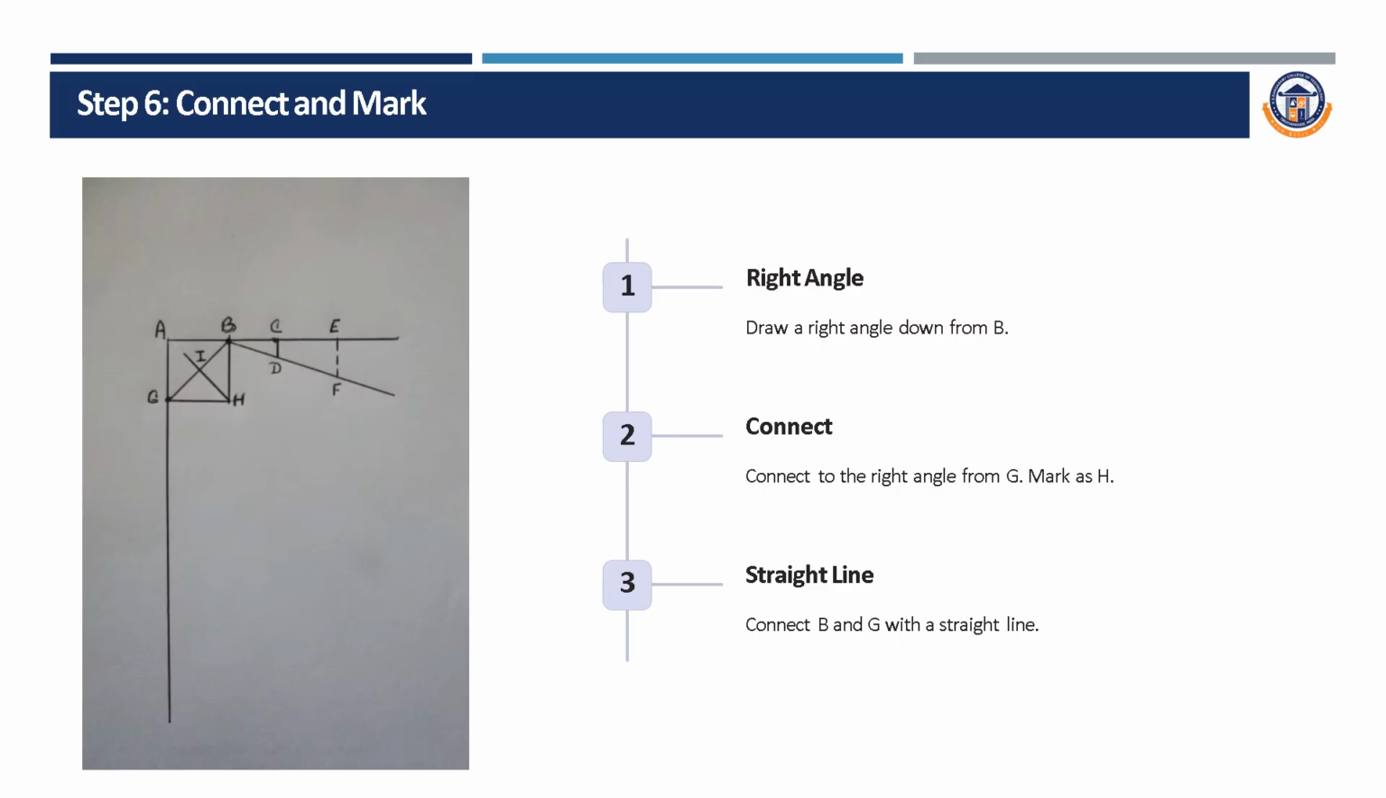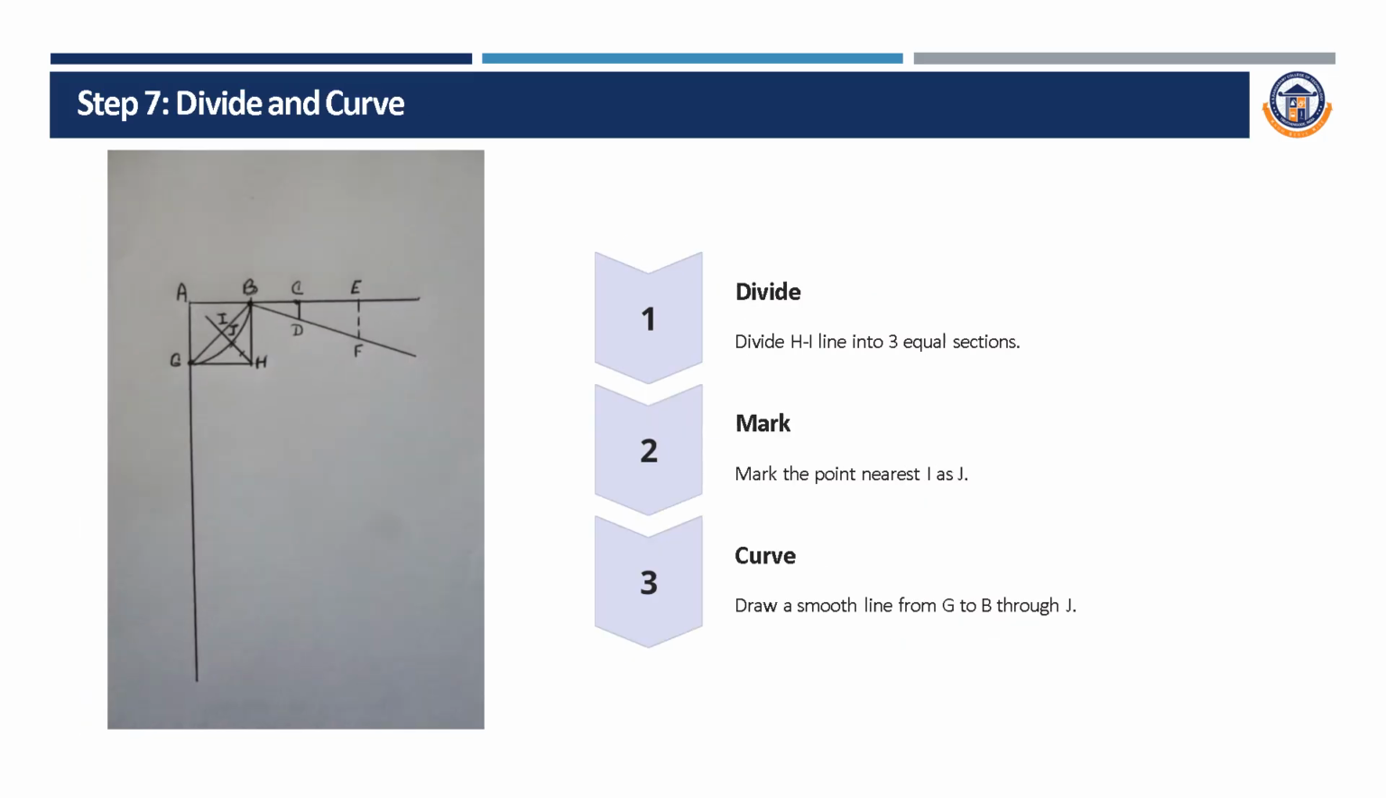Mark H where the bust line meets the vertical guideline. Then move on to step 7. Here you will have armhole shaping.